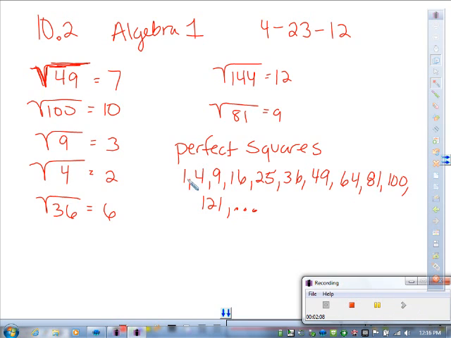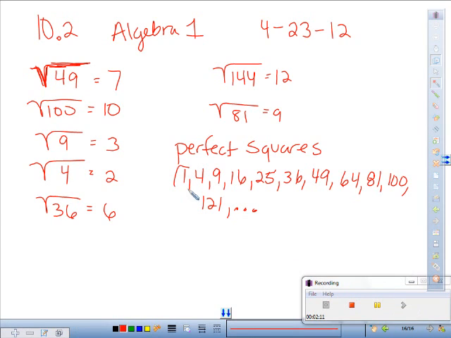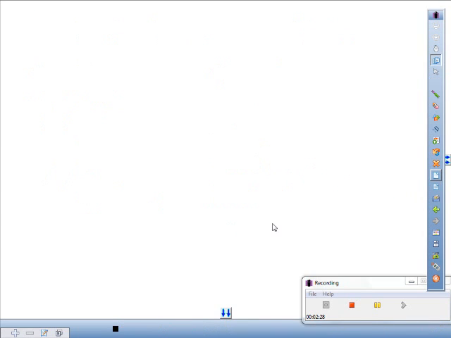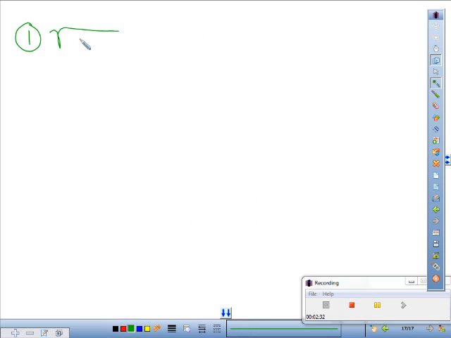That 1 is lovely, but I'm going to put a box around it and put a don't use. It is a perfect square, but with what we're about to do, it's useless. It doesn't do us any good to even have it there. I'm going to go to my next screen. That's what we're doing.